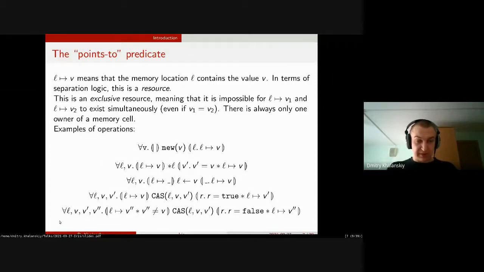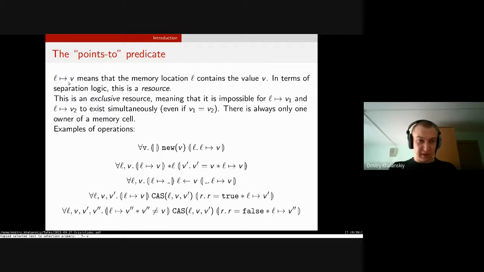Also, separation logic usually, historically, introduced a built-in notion of the heap and a new connective that is called points to. To the left is the memory location, and to the right is the value in this memory location. And this whole statement means the ownership of this memory location where the value v is present currently.